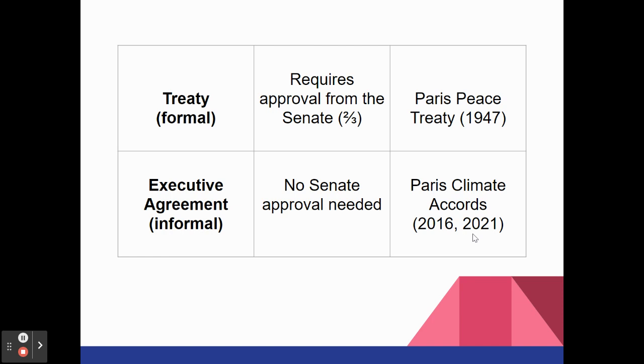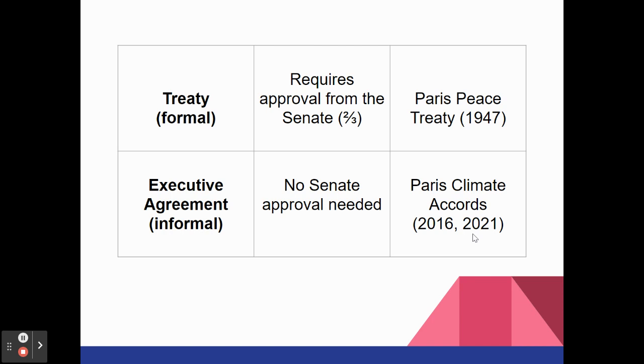Once Trump was elected, he pulled us out of the Paris Climate Accords, primarily because he felt like our major competitor, China, they were not abiding by the same rules, and this would essentially put American businesses at a disadvantage. So he pulled us out. And then when Biden was elected on his first day in office, he put us back into the Paris climate agreements with other nations, again, in the form of an executive agreement.